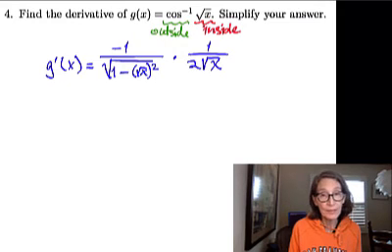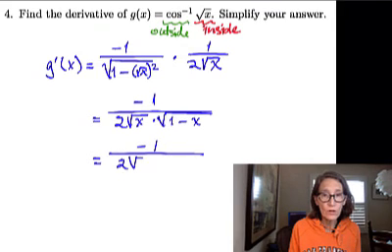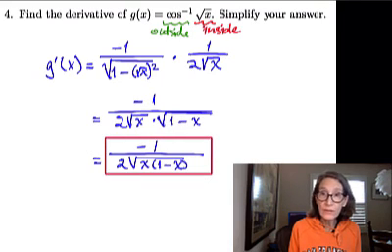That's it. But now we have to simplify our answer. So multiplying the numerators, we get negative 1. Multiplying the denominators, I have 2 times the square root of x times the square root of 1 minus x. Inside the second radical, I squared the square root of x and got x. So now I can combine those two radicals into a single radical. So it's negative 1 over 2 times the square root of x times 1 minus x. And there's our derivative. All we used was the chain rule and our knowledge of the derivative of the arc cosine function and the derivative of the square root function.